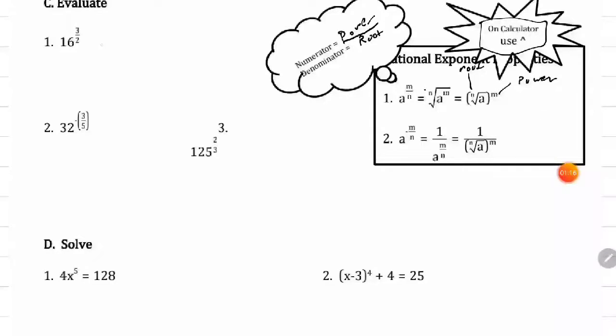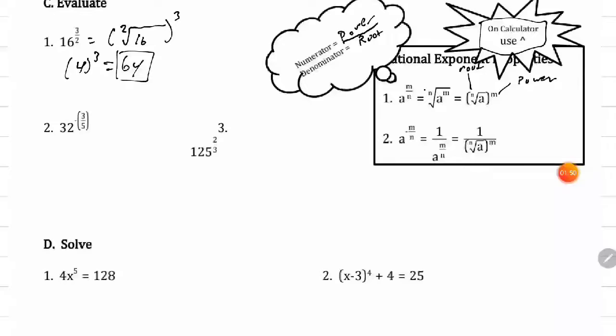So here we go. 16 to the 3/2 is equal to the same thing. My denominator is my second root of 16 to the 3rd power. My second root is the same thing as the square root. What is the square root of 16? 4. And then we still have the 3rd power there. 4 to the 3rd power is 64. Done.